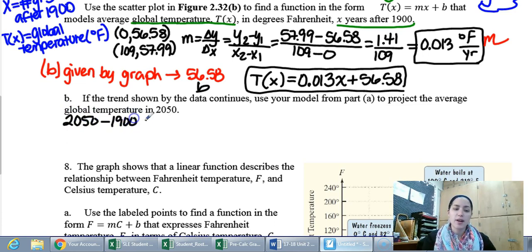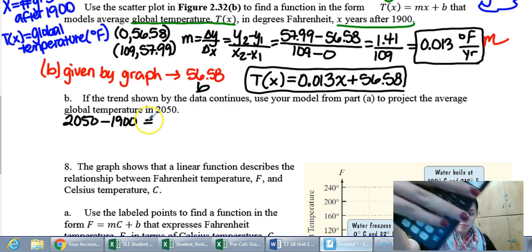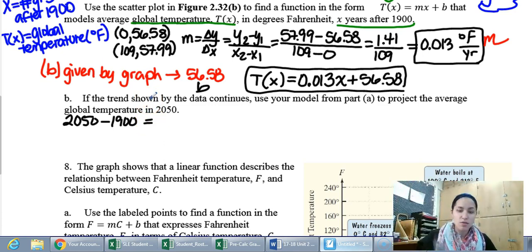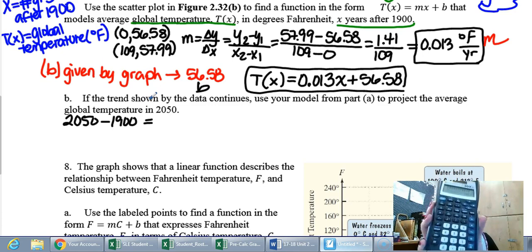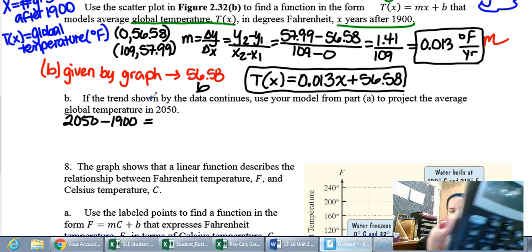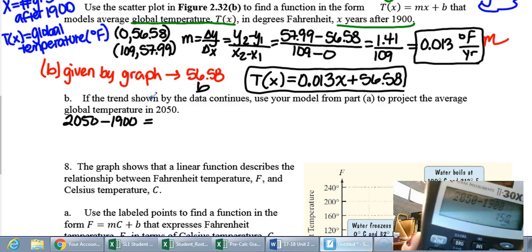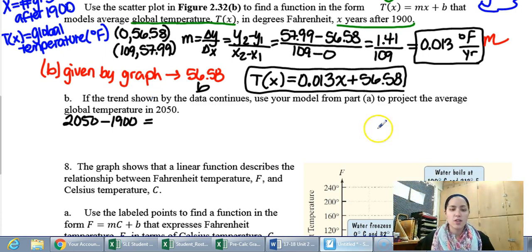And you might need to use your calculator, or you can use mental math. If you need to use your calculator, use it, okay? Because there's no problem with needing to do that. The problem would be if you're just kind of watching without trying it yourself. So 2050 minus 1900 gets you, there you go, 150. So this means the value for x, the input, is 150.